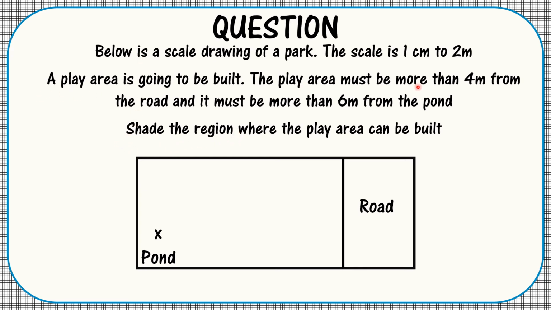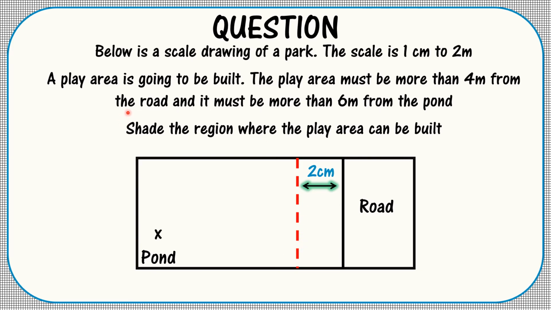The play area must be more than 4 meters from the road. So as you can see, the road is marked over here. What you would do is, as it is 4 meters, if you know that 2 meters is equal to 1 centimeter, then you know that 4 meters is equal to 2 centimeters. So the play area must be 2 centimeters away from the road, which is indicated by this red dotted line.